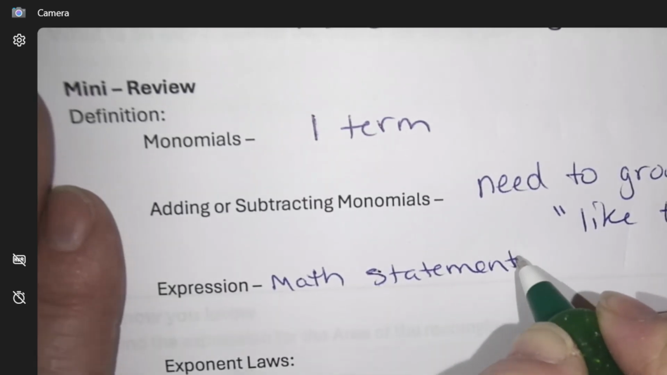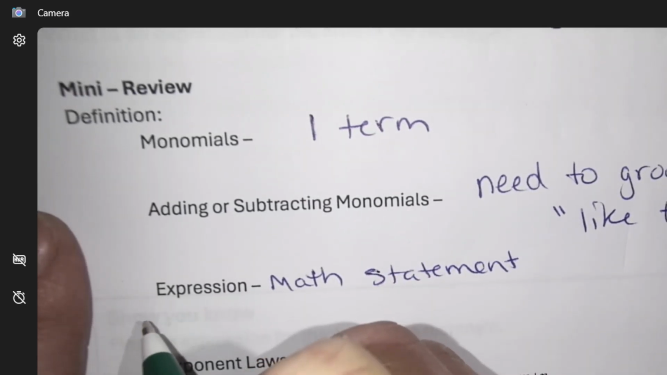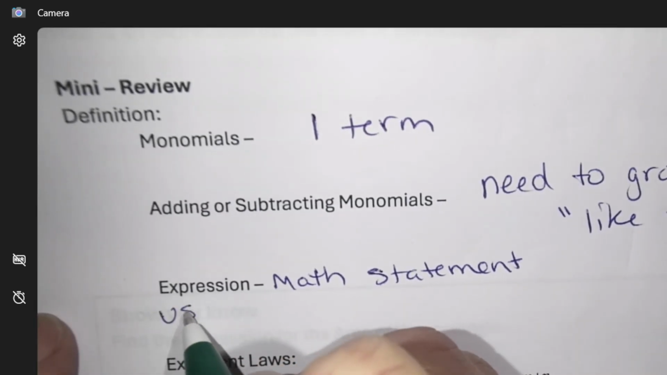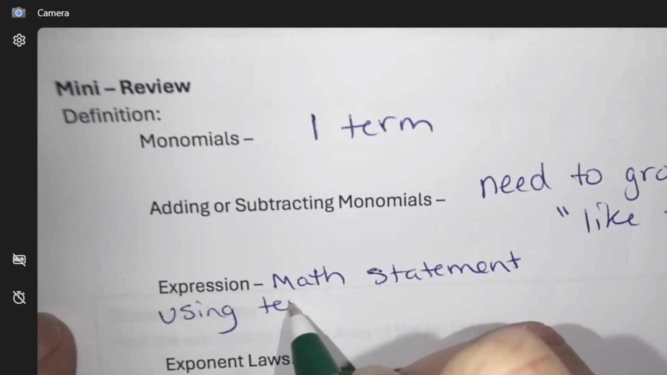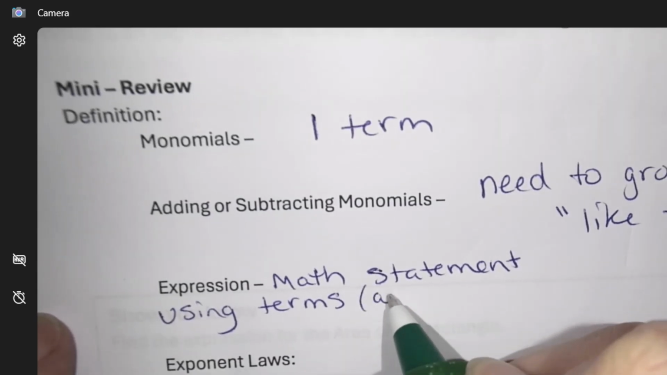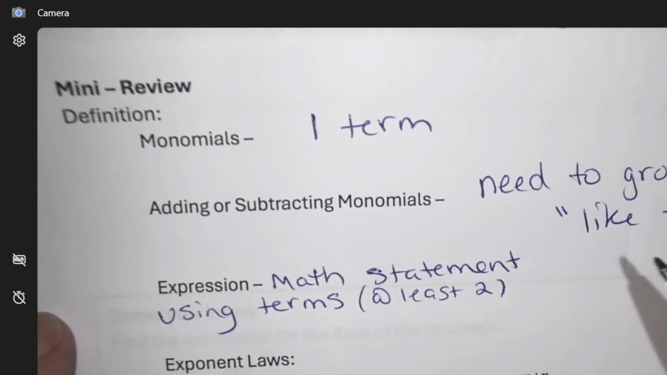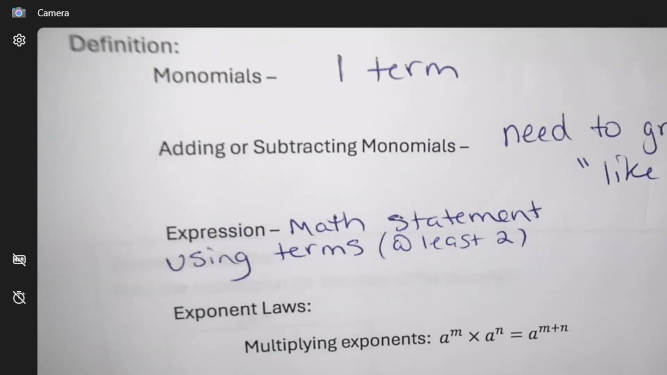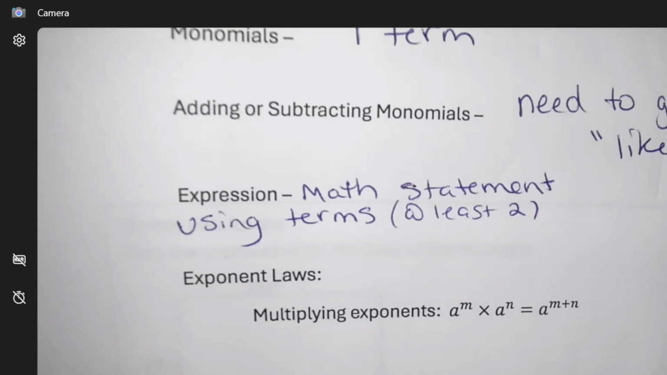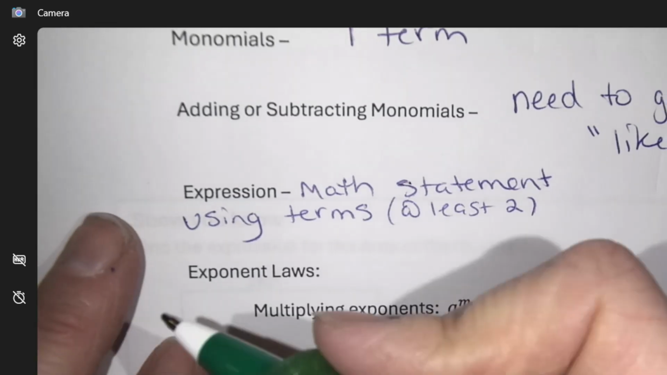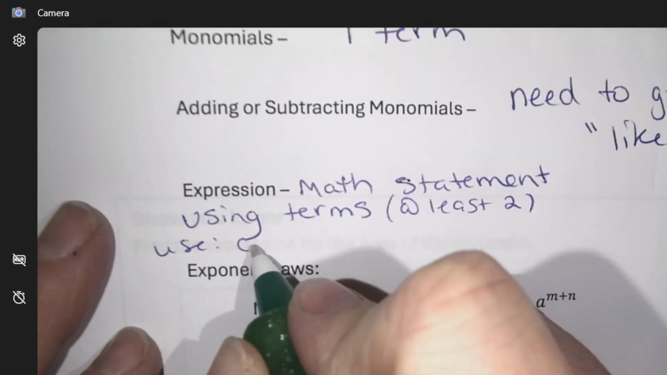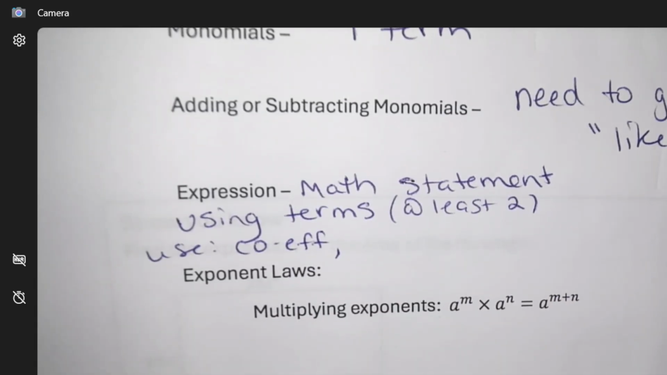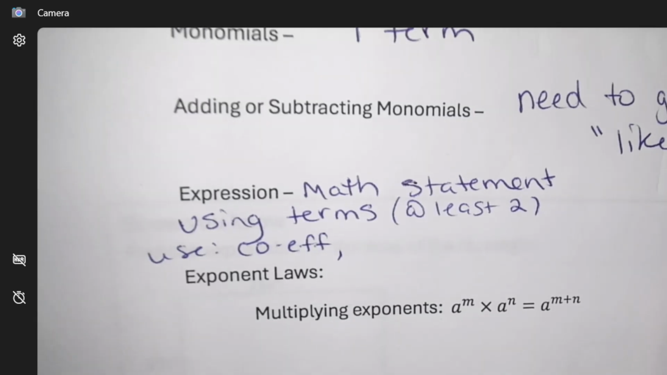Okay, an expression is a math statement using terms, and you need to have at least two terms. You can have what kinds of things involved? Coefficients can be involved, right? You know what that is? Yep. A number in the front, like here, what's the coefficient?